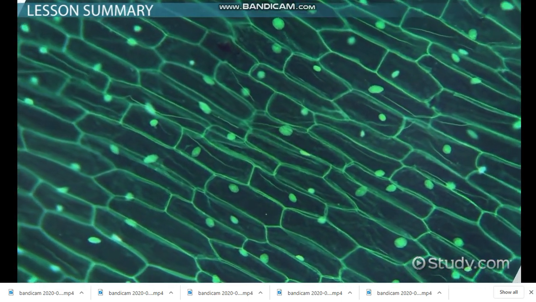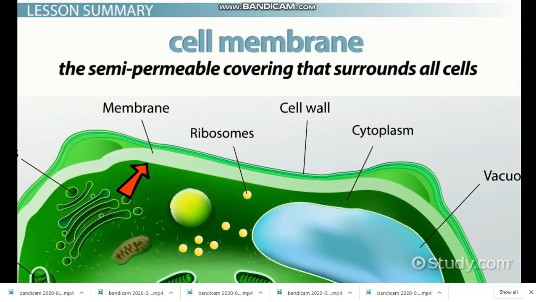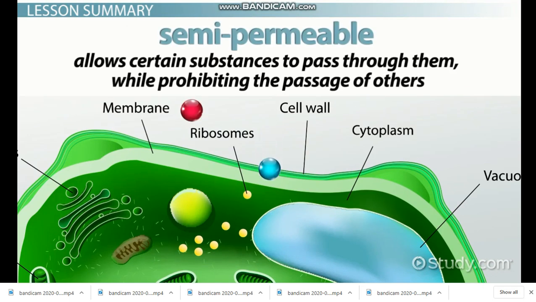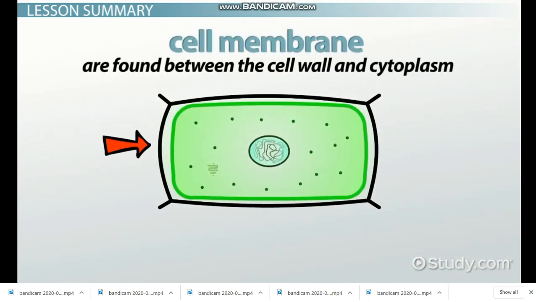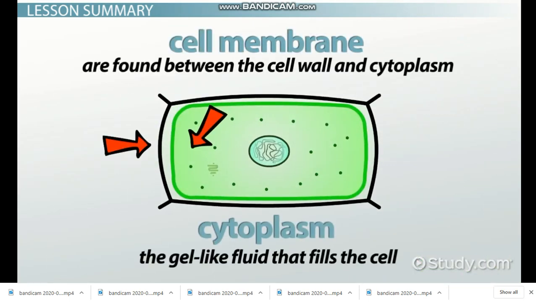Let's review. All living cells contain a cell membrane. The cell membrane is the semi-permeable structure that surrounds the cell. Something that is semi-permeable will allow specific substances to pass through it, while preventing the passage of other substances. Plant cell membranes are found between the cell wall and cytoplasm, the gel-like fluid within a cell.